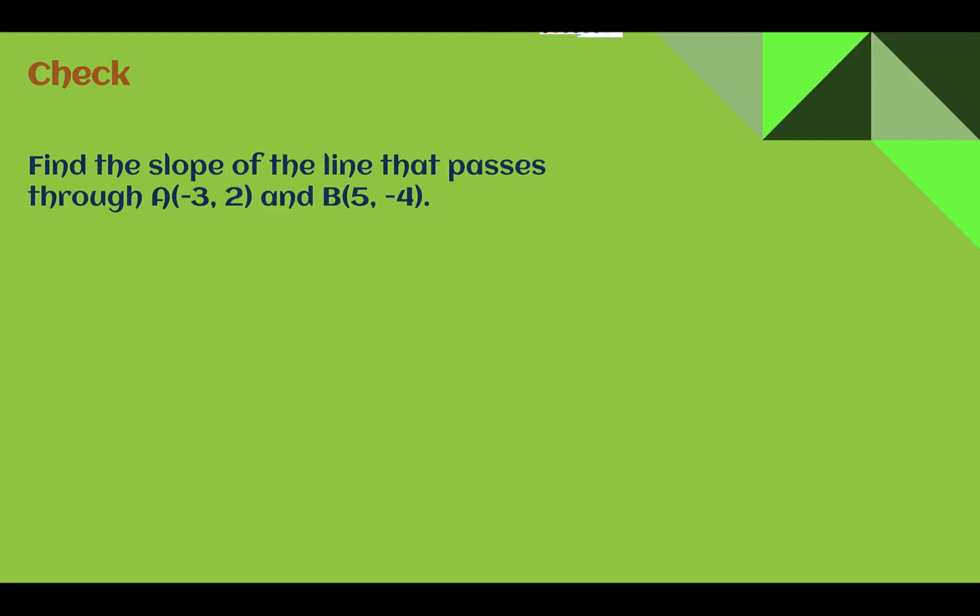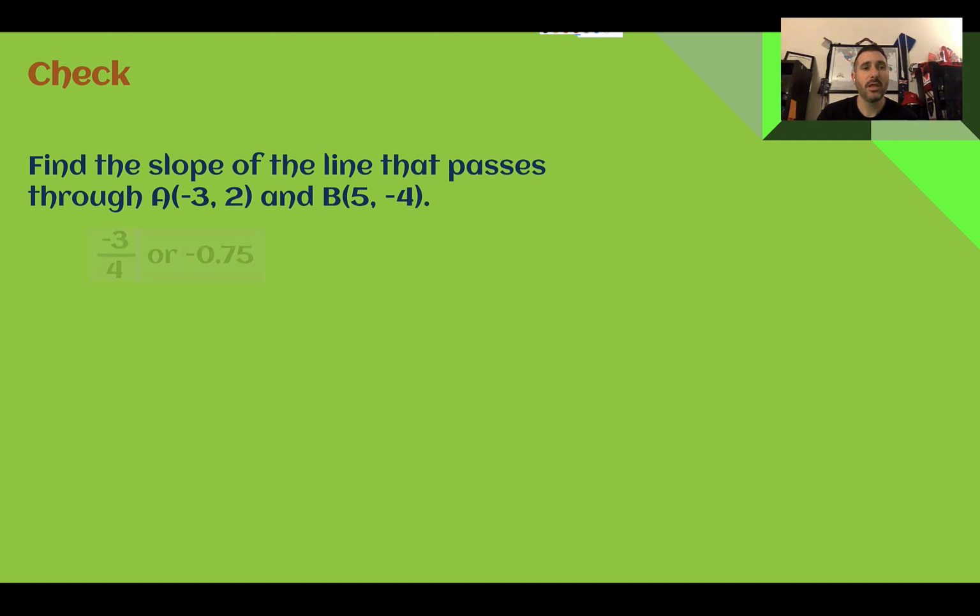Check your understanding. Find the slope of the line that passes through -3, 2, and 5, -4. Pause the video now and complete this check. Check your answer. You should have said -3/4 or -0.75, but our fraction answer is probably the one you should have.